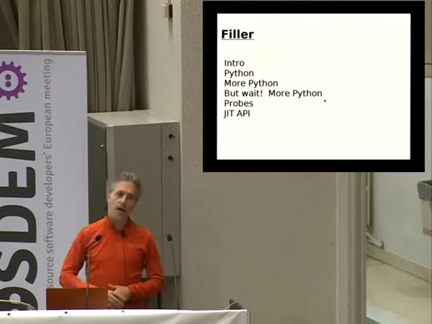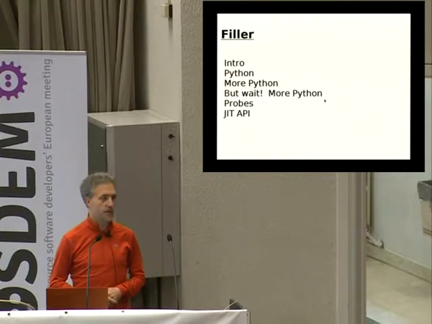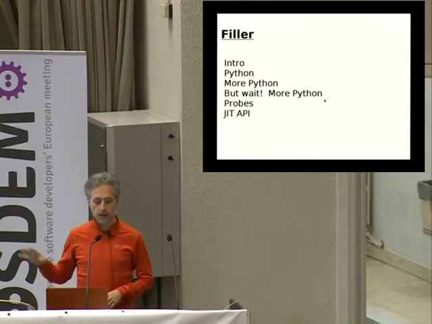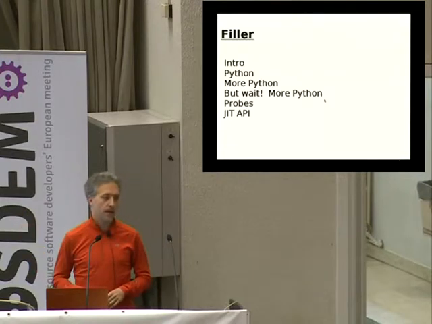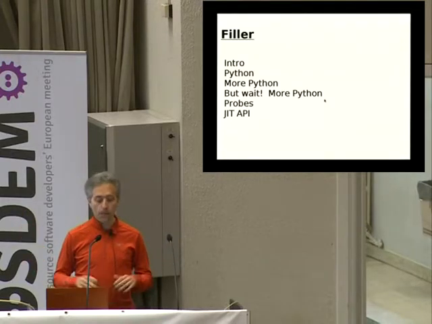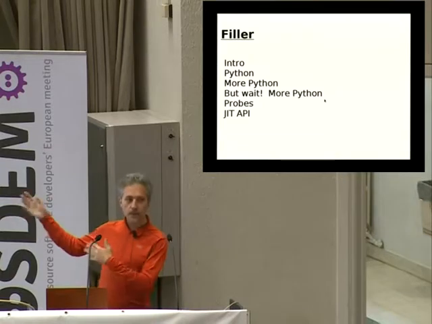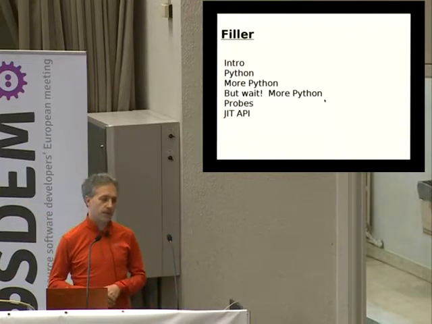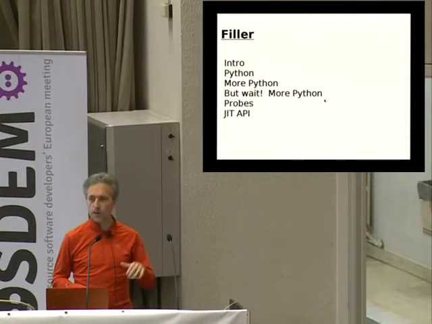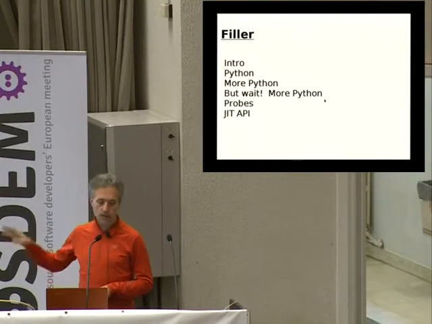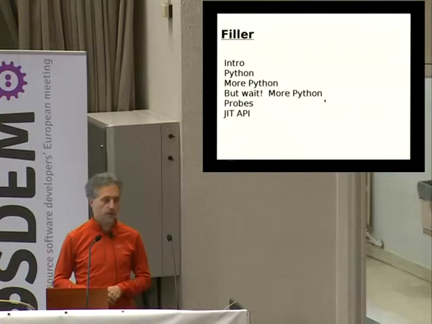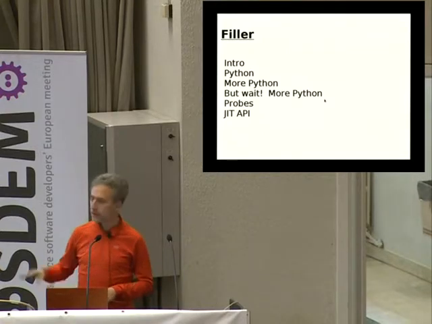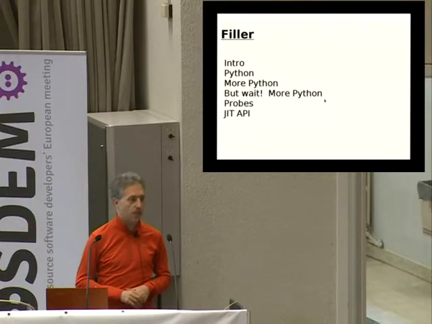Most of the talk's going to be about Python. We added Python scripting to GDB in recent times. And we're going to talk about why we did it and what you can use it for. Then more Python, then even more Python. But then we're going to talk about a couple other things in GDB that are interesting and may help you debug your application better. We're going to talk about probes, probe points, what they are, how to use them. And we're going to talk a little bit about the JIT API.